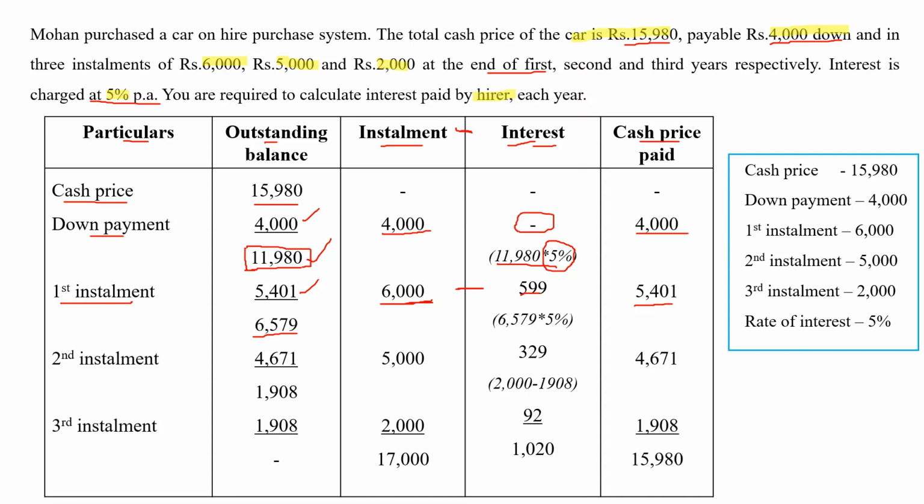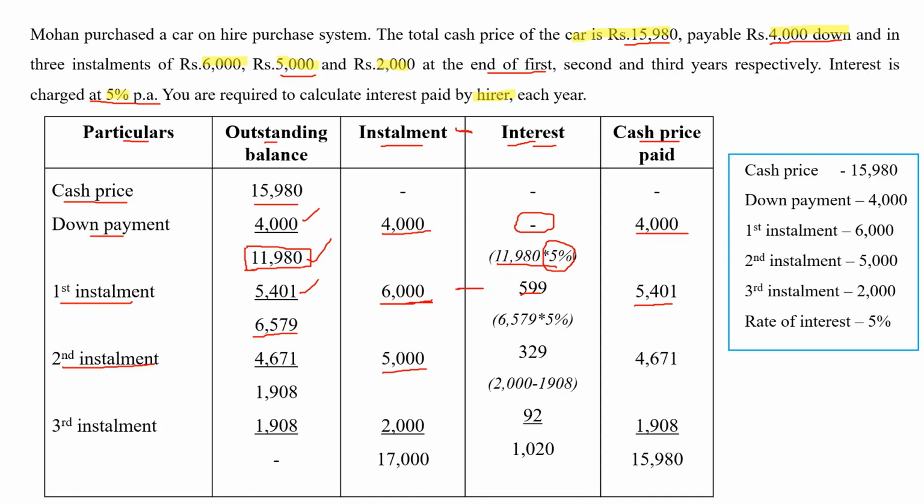Okay. After paying the first installment, when will the second payment become due? The second payment will become due at the end of the second year, second installment. What is the amount of the second installment? The second installment amount is 5,000. So I have written 5,000 in the installment column. Now, this is a delayed payment. We are paying it at the end of the second year. Delayed payment, we have to calculate interest.